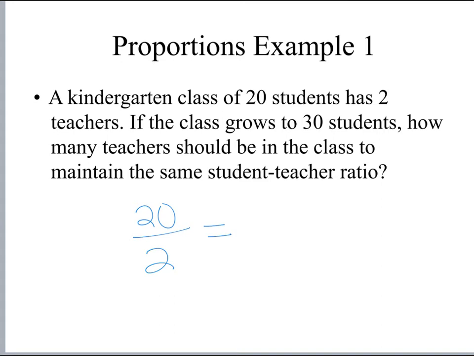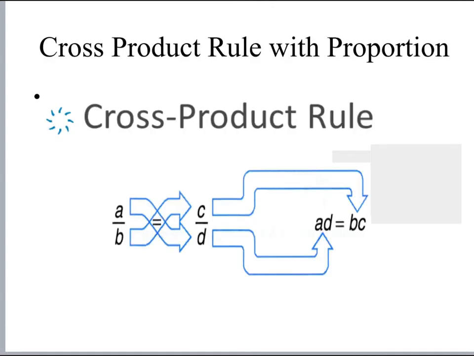20/2 equals 30/, how many? So because I don't know how many teachers, I'm going to put my X there. So because problems can be set up as proportions, we can use the cross product rule to solve them.